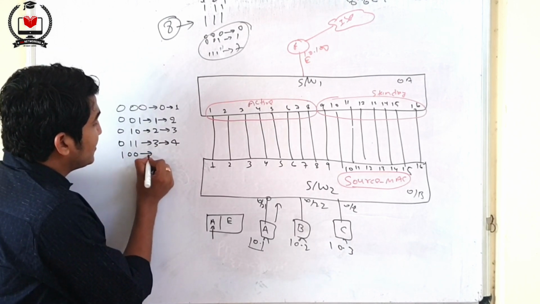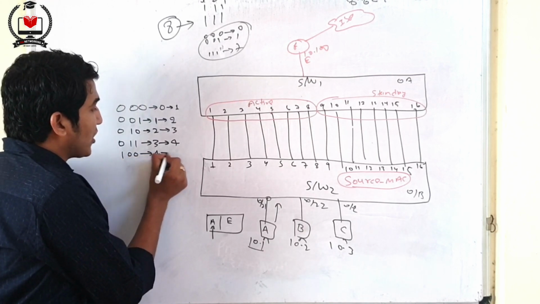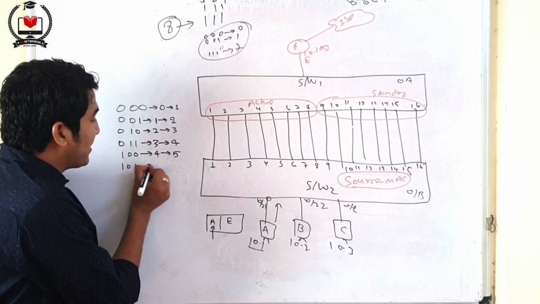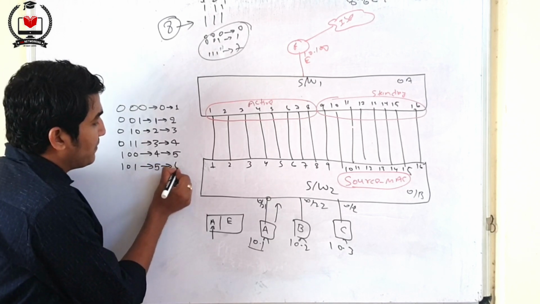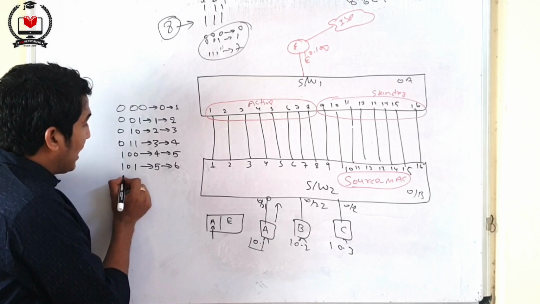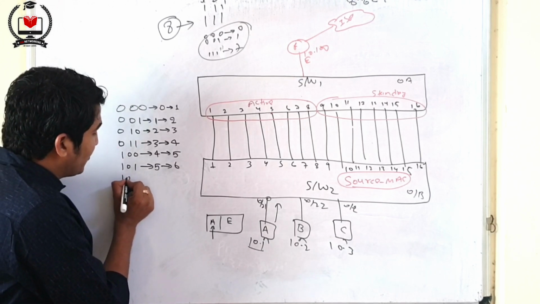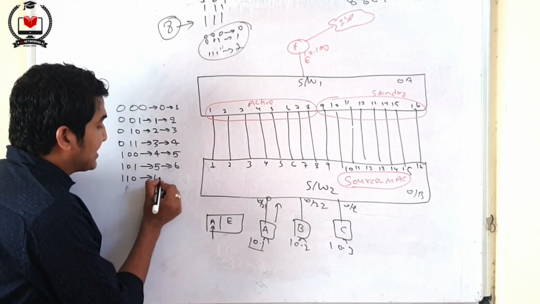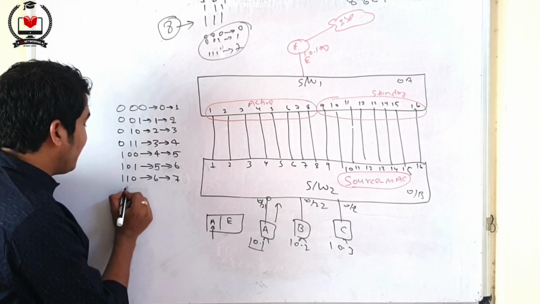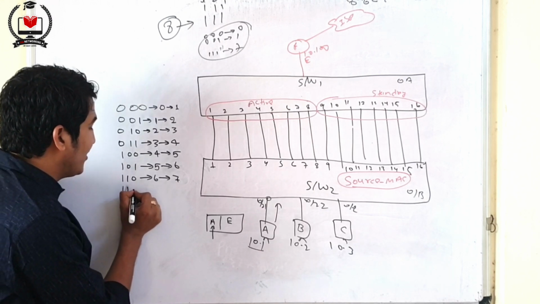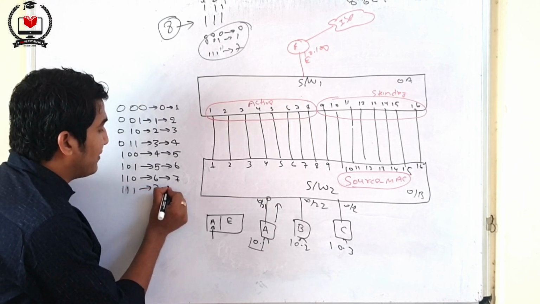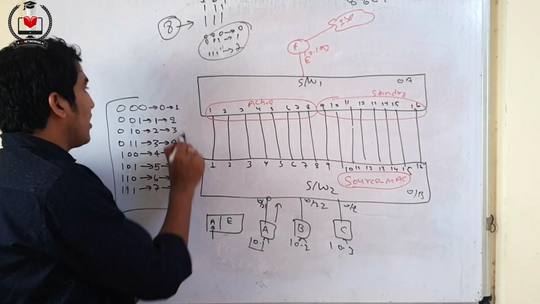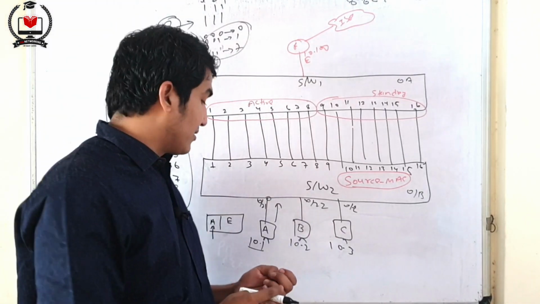If the value is 100, the decimal value will be 4, so it will use link number 5. If the value is 101, the decimal value will be 5, so it will use port number 6. If the last 3 bits are 110, the decimal value will be 6, so it will use port number 7. If the value is 111, the decimal value will be 7 and it will use port number 8. Got it? So this is how the switch will perform load balancing.